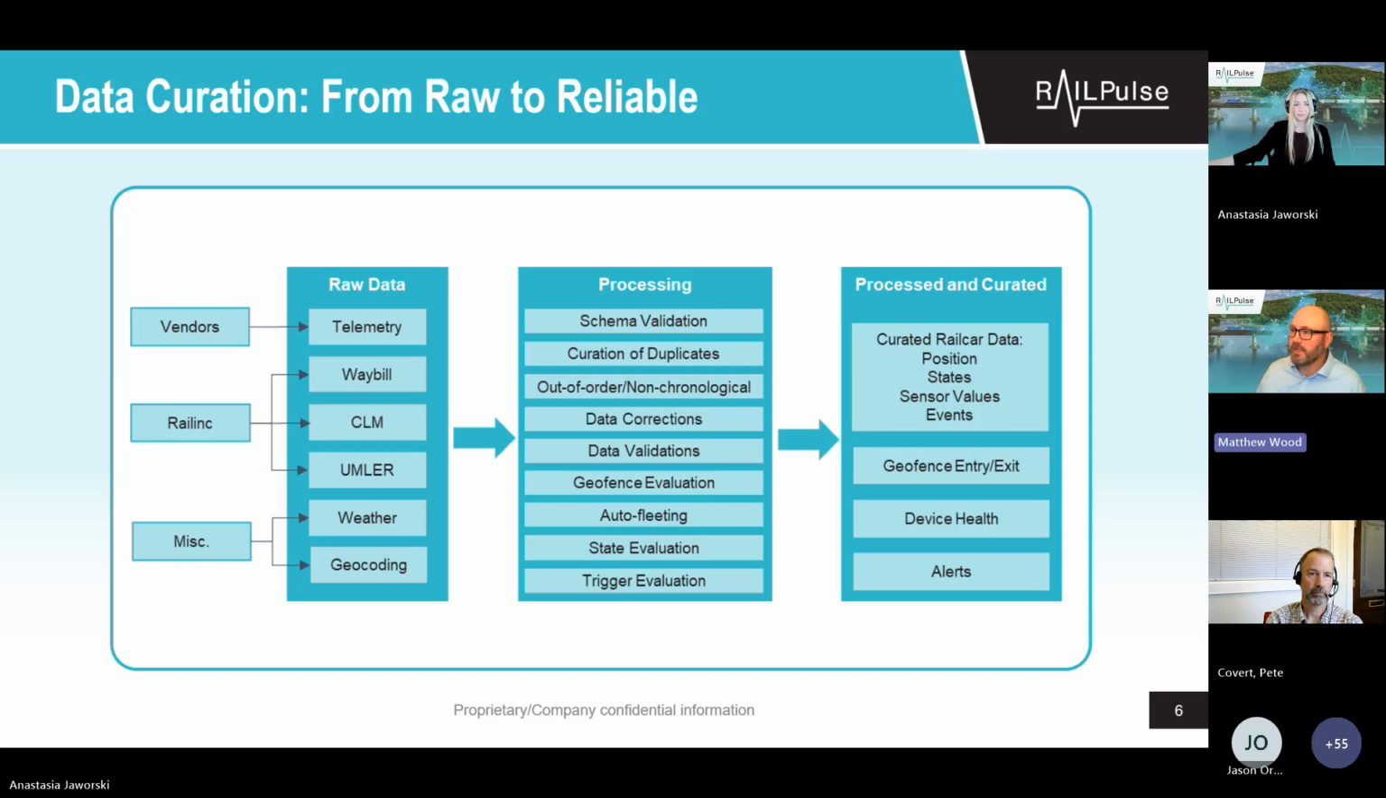The outcome of all of this is our cleaned, curated data set where we have distinct positions of rail cars. We know the state change times, when exactly did the state change, what the sensor values were at different times, and what events have come in. We also end up with a set of geofence entry exit data that's clean, and then device health.